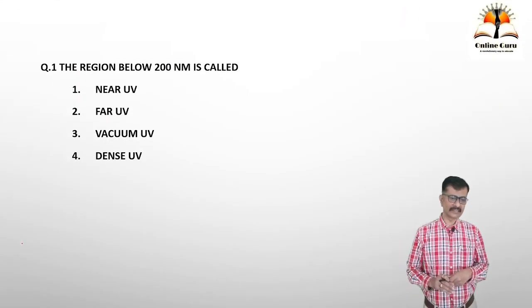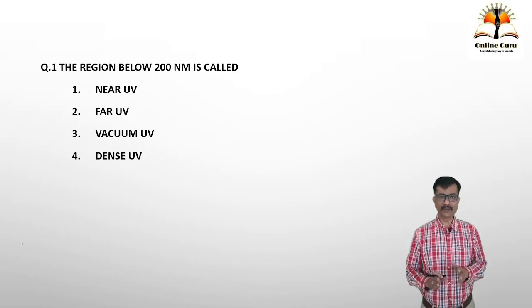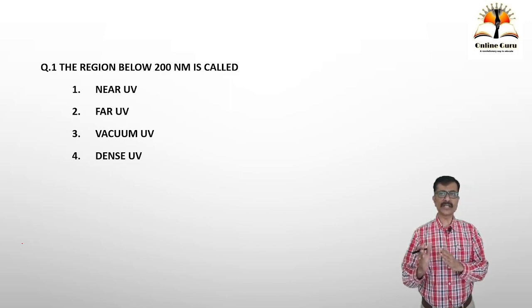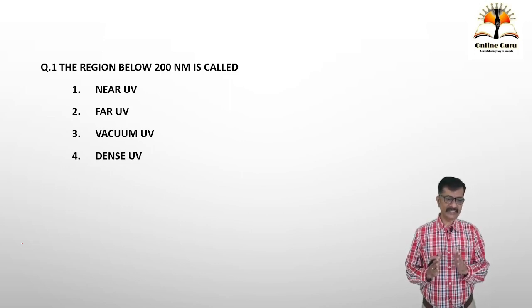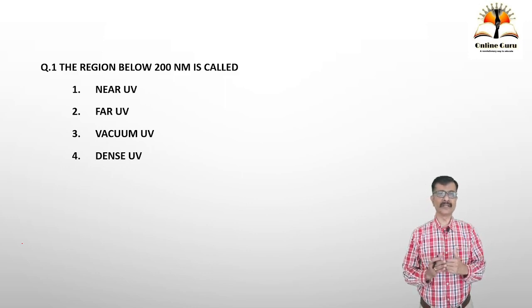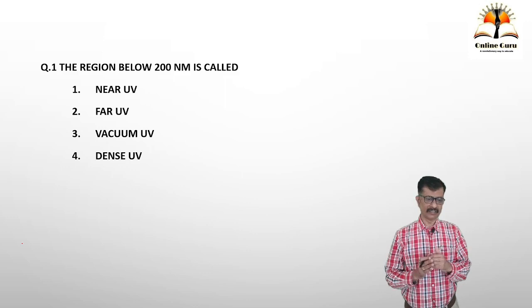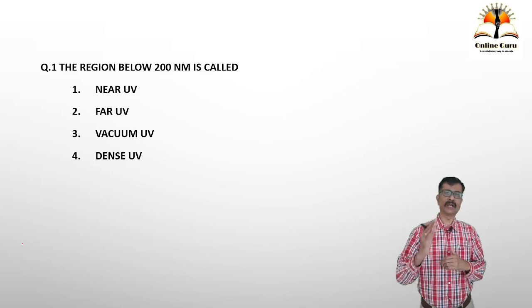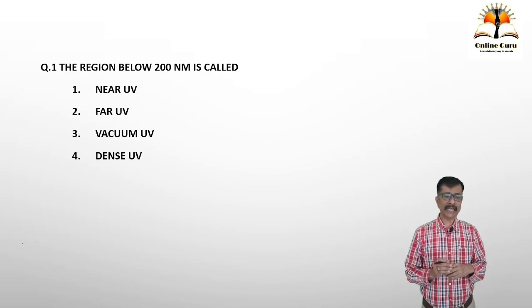The question is, the region below 200 nanometers is called near UV, far UV, vacuum UV or dense UV. Here 200 nanometers to 400 nanometers is the UV region, but below 200 nanometers air absorbs the light. That's why if you want to work below 200 nanometers, the system needs to be evacuated, that is, the system should be under vacuum. So if one wants to work below 200 nanometers, it is the vacuum UV region.